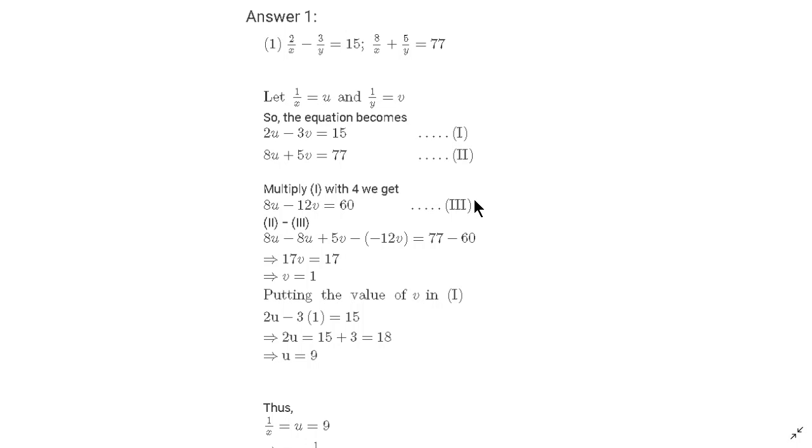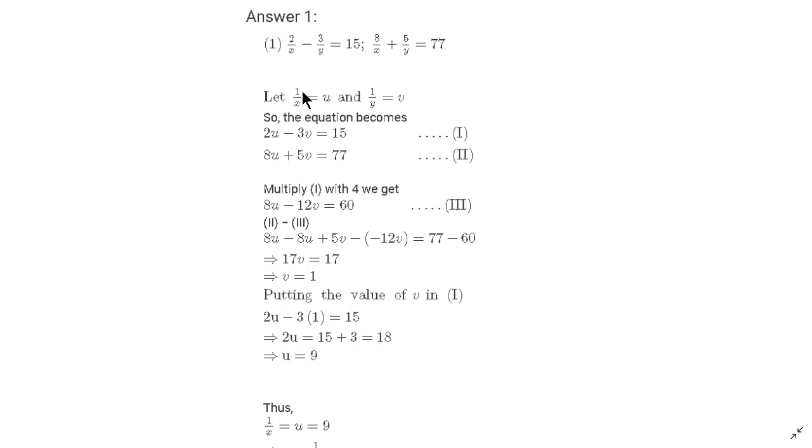So the first example is 2 upon x minus 3 upon y is equal to 15. Then 8 upon x plus 5 upon y is equal to 70. So these are two equations. Naturally, they are not in a linear format. They are not linear equations. But if we do some substitutions, what we will get is a linear equation.